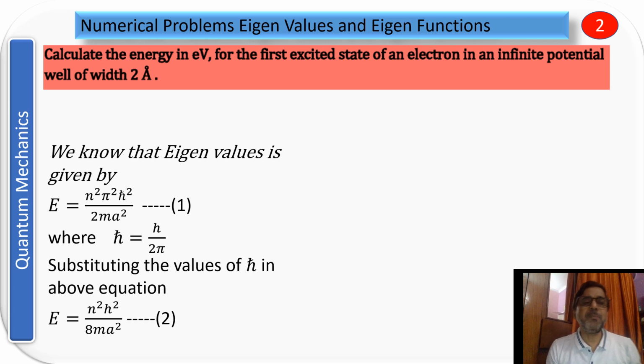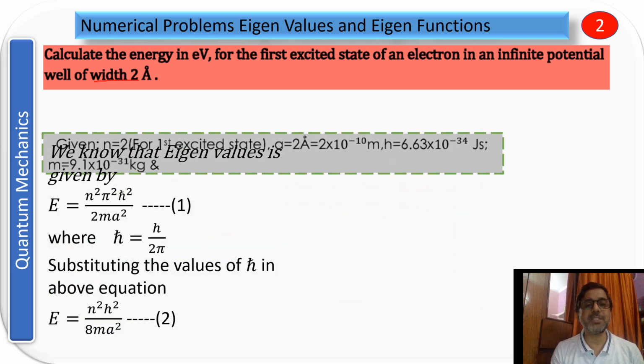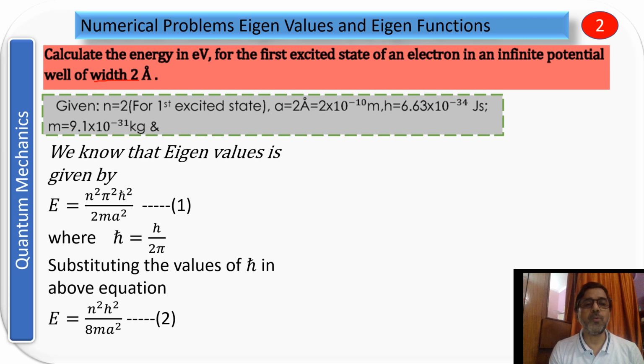Now in this problem, calculate the energy in electron volt for the first excited state. So first excited state does mean n equal to 2, of an electron in an infinite potential well of width 2 angstrom. So the value of a is given. What is given? n equal to 2, that is your first excited state, and the width of the potential box is given. The rest are constants that we are going to use.